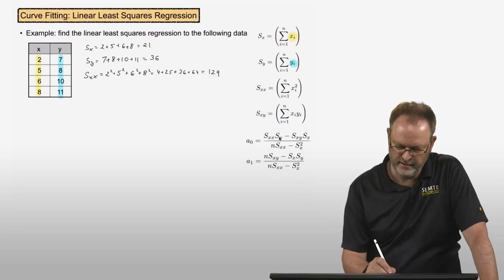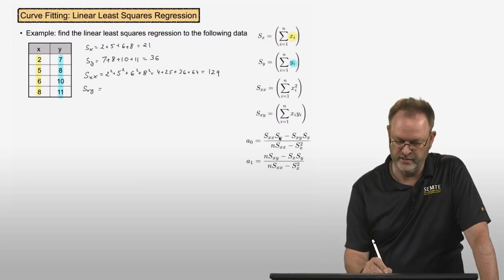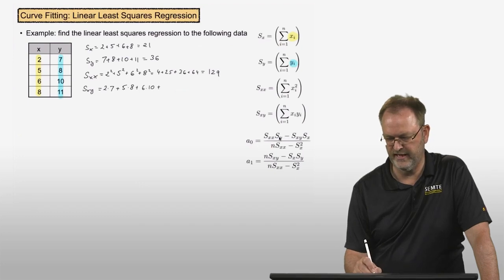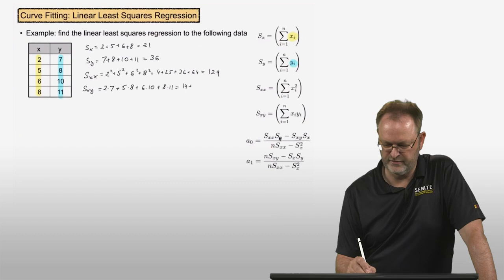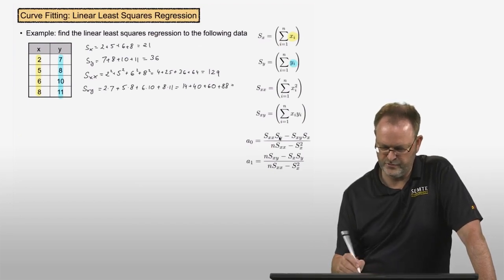And then finally, Sxy is the sum of all the x times y values. It would be 2 times 7 plus 5 times 8 plus 6 times 10 plus 8 times 11. So that is 14 plus 40 plus 60 plus 88. And that's equal to 100, 202.